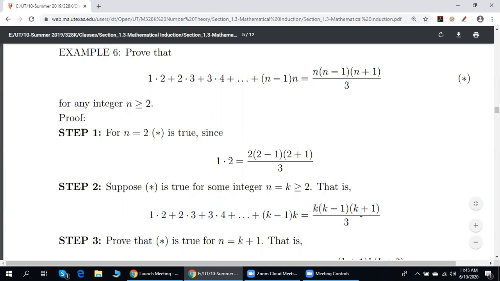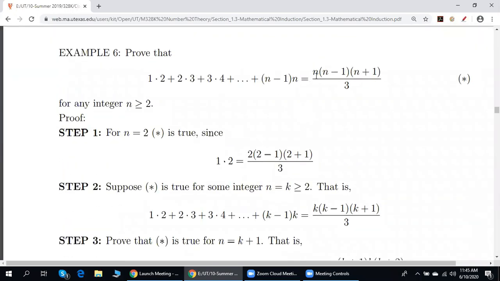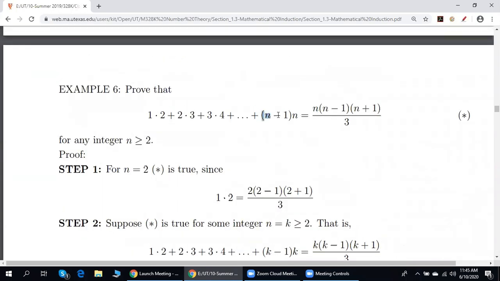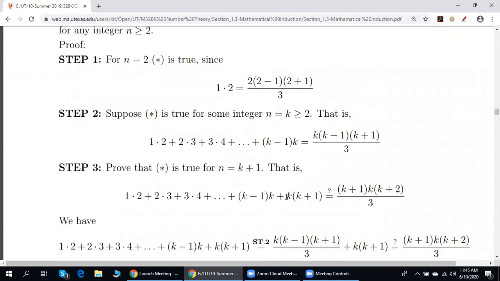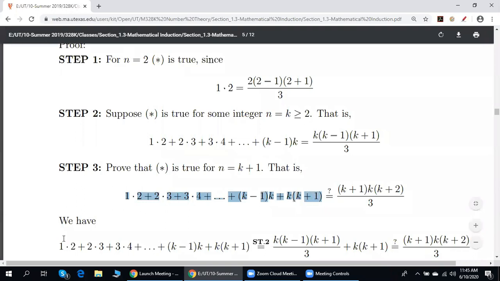Step 3, we prove this for n is equal to k plus 1. If n is equal to k plus 1, the right-hand side becomes this. This term becomes k times k plus 1, and the previous term is k minus 1 times k. How do we prove it? We copy the left-hand side.